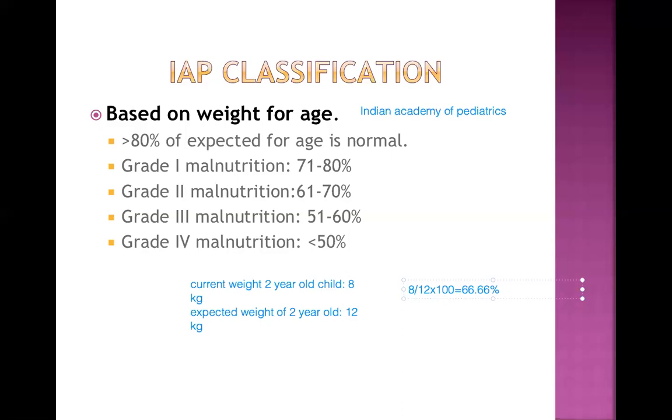Very good. Now, let's use this percentage according to this classification to see where it falls. Which grade of malnutrition does this child fall into? Now you can easily answer. Grade 2. This is grade 2 because it is 66.66%. So 61 to 70% is grade 2 malnutrition. This is the way you calculate it. Never forget it, this is the excellent way. Let's move on now.